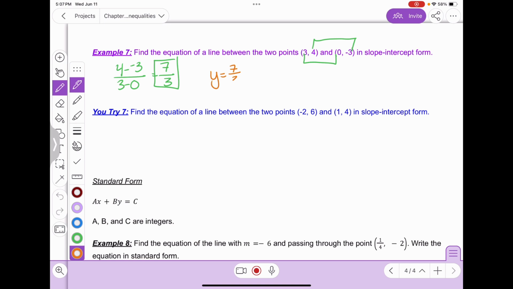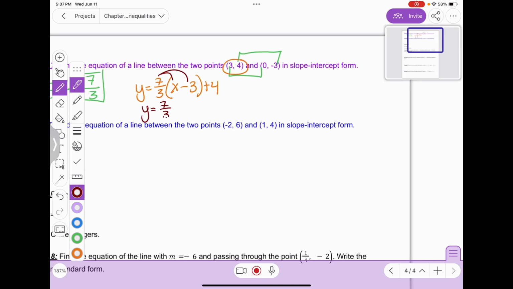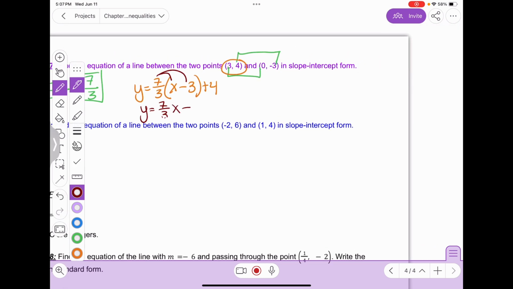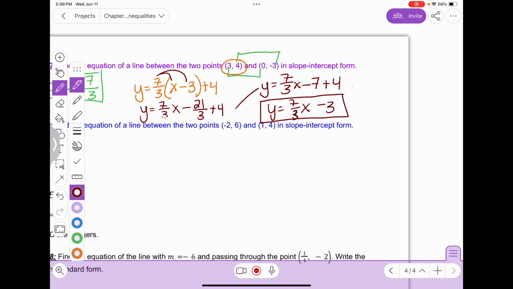Put it in point slope form. So we would do 7/3 times x minus 3 plus 4 using the first point. And then to turn it into slope-intercept, we distribute. So 7/3 x. And then 7/3 times 3. 7 times 3 is 21 over 3. And then we just combine like terms. So 21 over 3 is 7. And negative 7 plus 4 is negative 3. So there's our slope-intercept form.